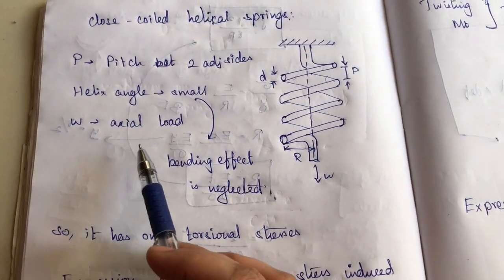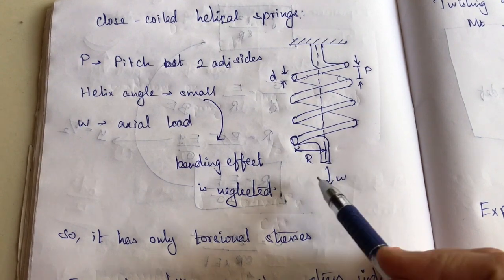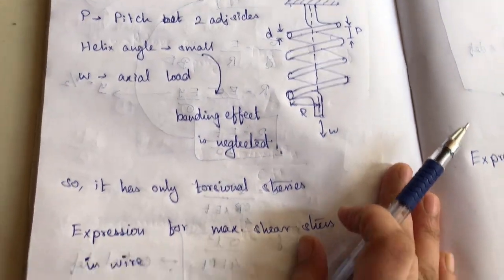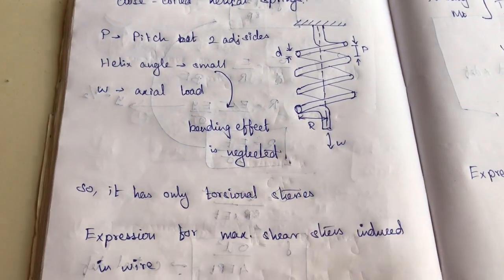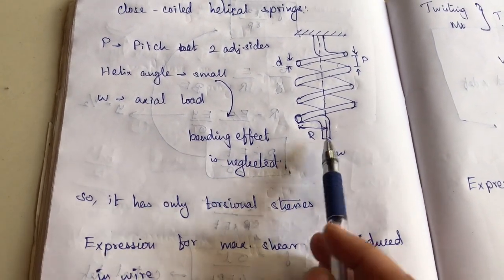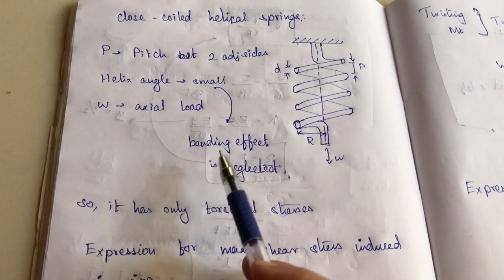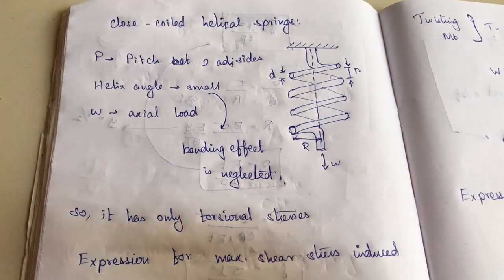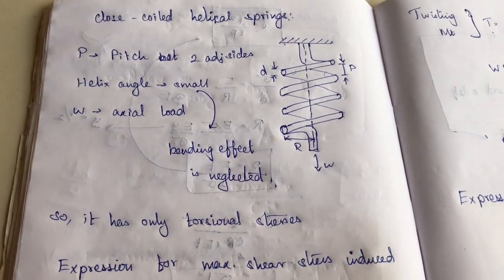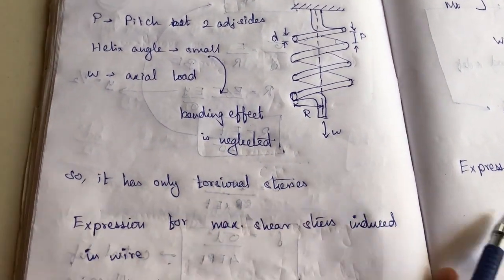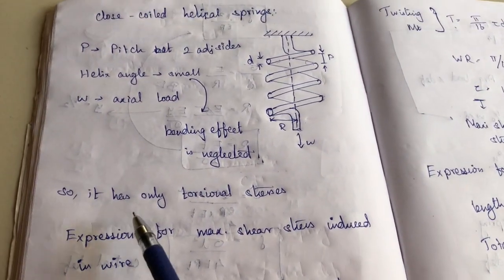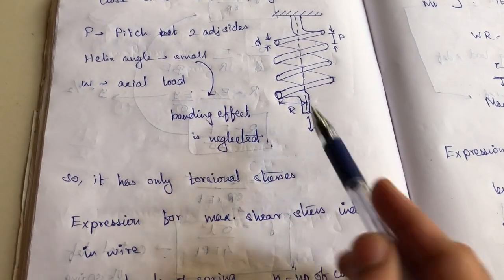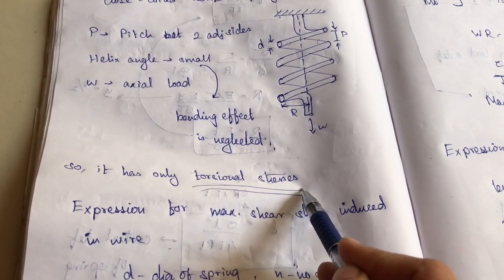Okay. And W is the axial load. You can see here this is W, the axial load, and R is the mean radius. Due to this helical angle, the bending effect is very small, so the bending effect is neglected and the wire has only torsional stresses. No bending stress, but it has torsional stresses.